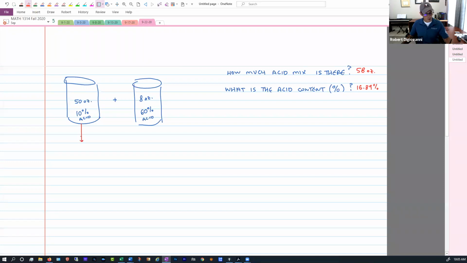We're not even going to talk about the 58 ounces. Everyone got 58, I'm sure. Here you did 0.10 times 50, right? So you took the percentage and converted it to a decimal, multiplied it times the ounces. And then over here, you converted the percentage 0.60 to a decimal and multiplied it by 8. When you added those together, what did you get?